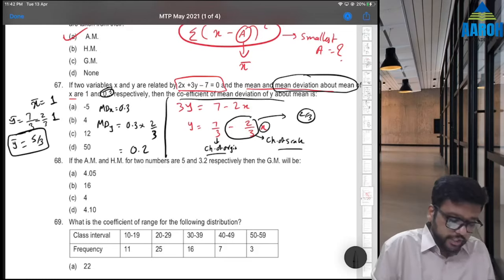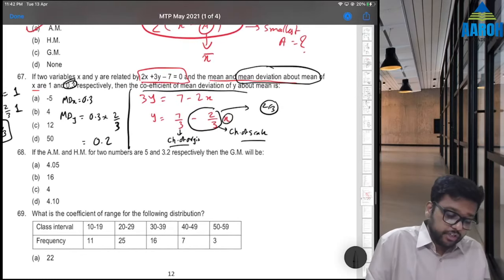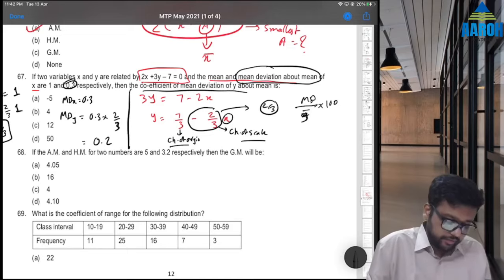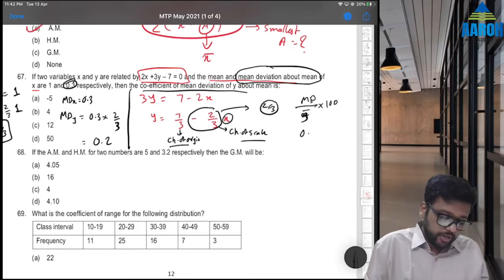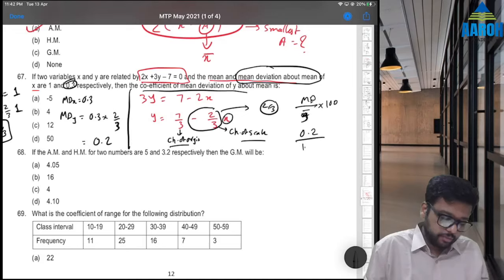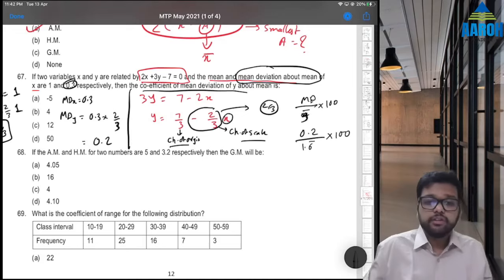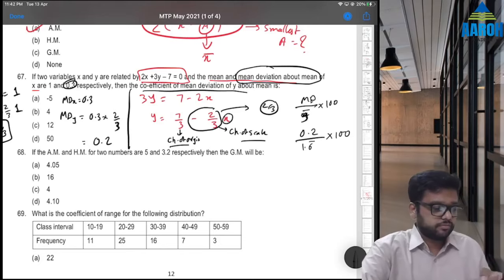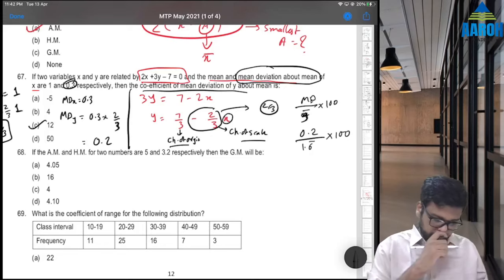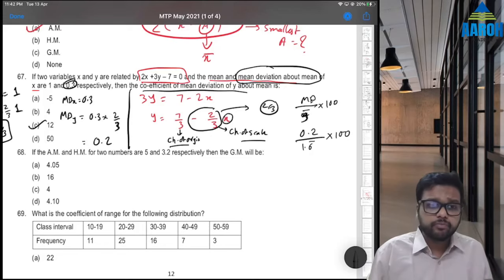Now we want coefficient of mean deviation. Formula of coefficient of mean deviation is MD about mean upon x bar into 100. So MD we have got, not x bar, actually y bar now, we have to find for y. MD we have got as 0.2, y bar we have got as 5 by 3. 5 by 3 is 1.6 recurring into 100. So let's check how much this is. 12%. So 12 is the correct answer.